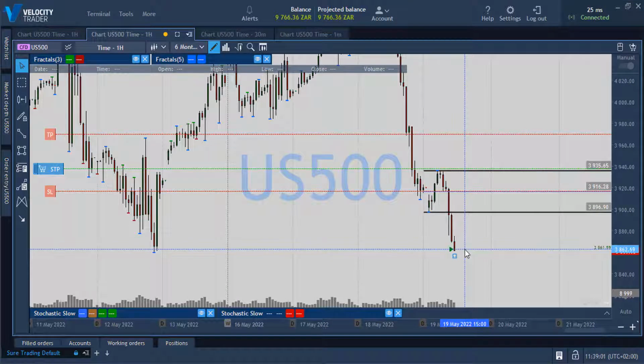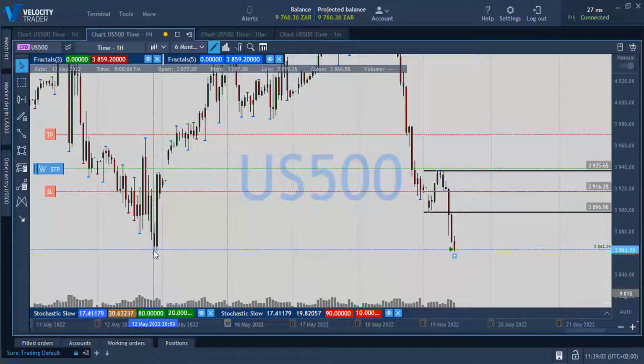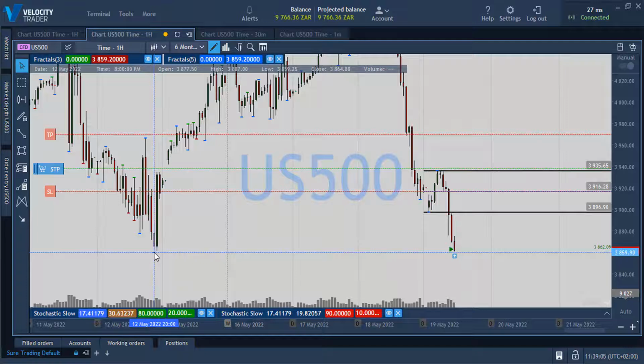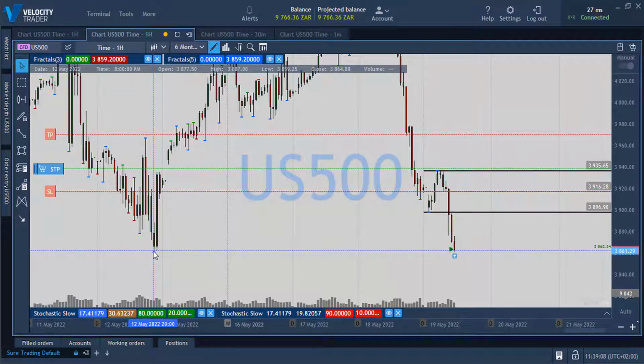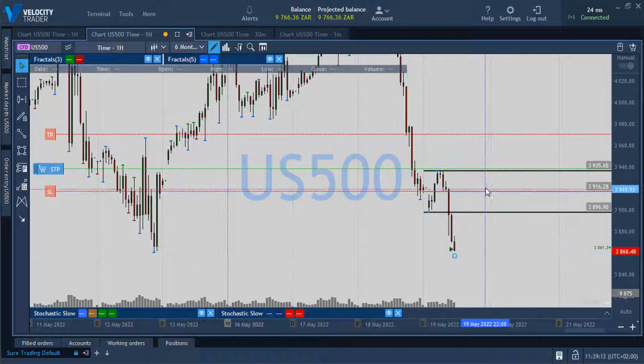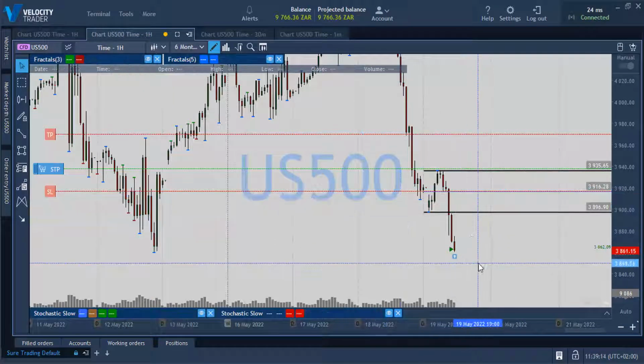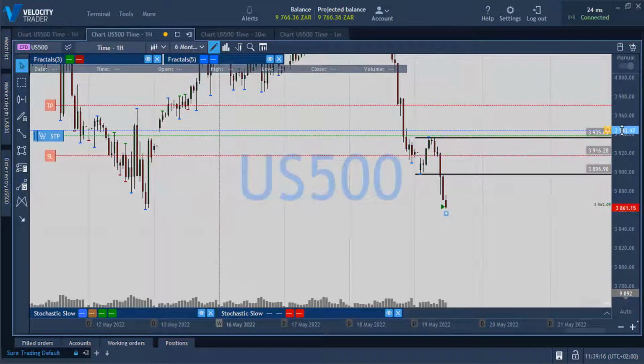Looking good so far for the day. As you can see, it's now at these levels over here that I used as a support level. So now we wait to see what happens, if it's going to bounce off this and go upwards, or if it's going to continue down, as I did yesterday.